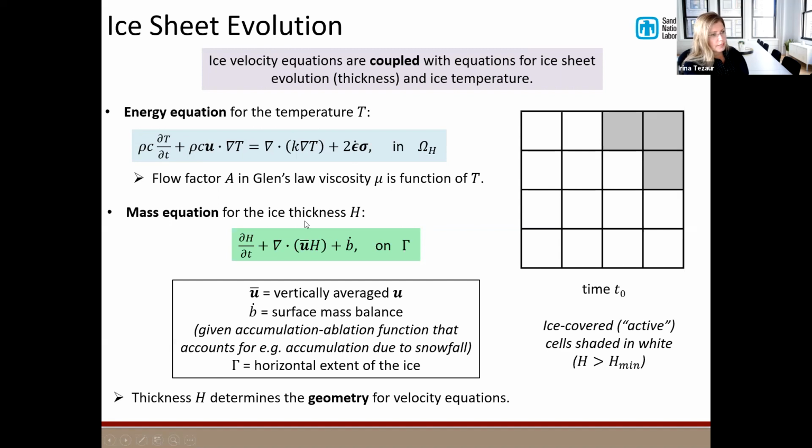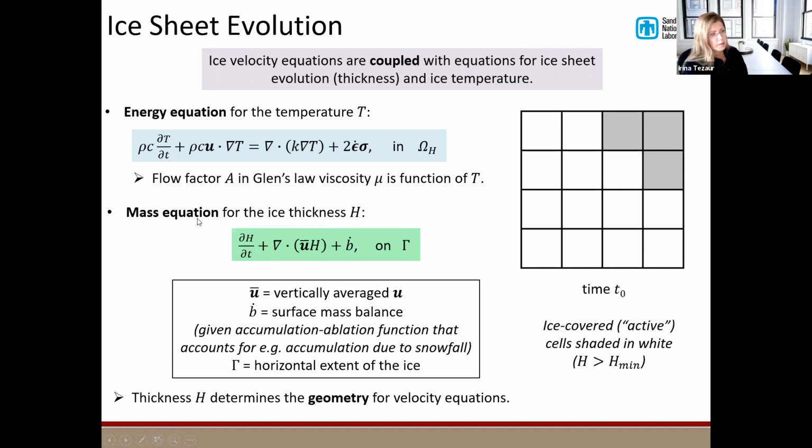And then we have an advection equation for the mass, and this translates to an equation for the ice thickness. This is where we incorporate some of the source terms for the model that I mentioned, the forcings from the climate components. B dot is surface mass balance, which is basically accumulation minus runoff. This equation is important because it tells us our geometry that we're going to solve the problem on.